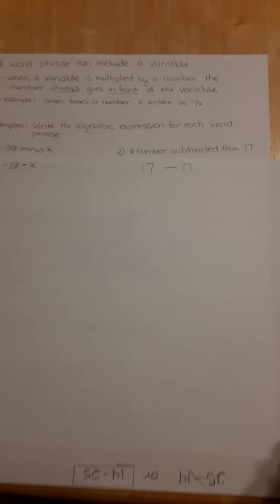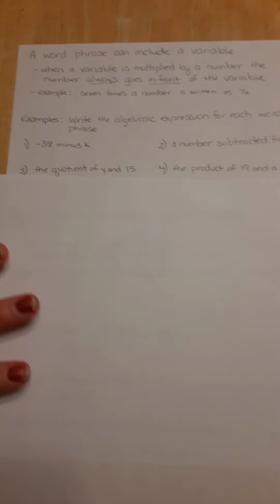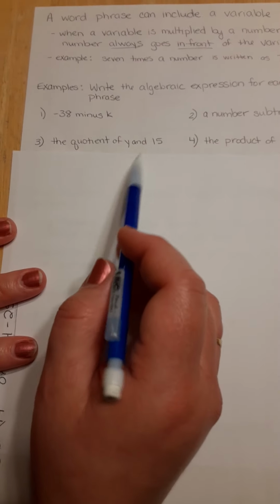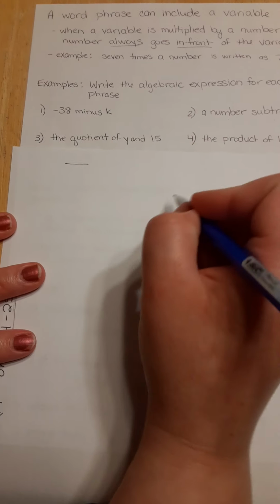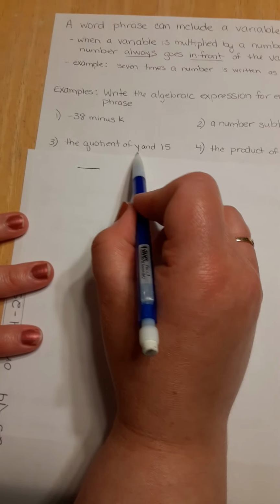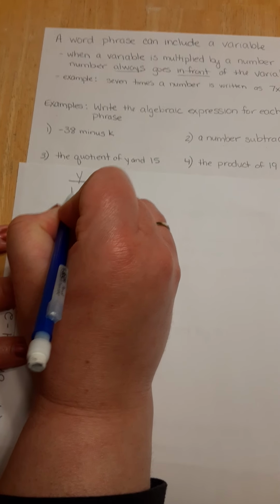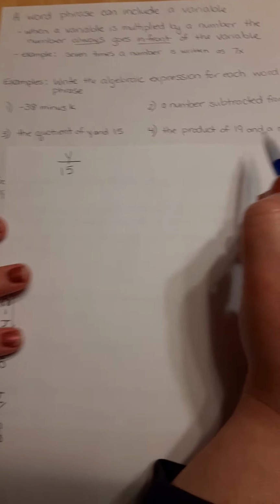Okay, good. Now let's look at this next problem over here. It says the quotient of y and 15. Quotient means division, so I'm going to do my division sign like that. And remember, the way they give us the order of numbers tells me which one goes in front and which one goes below.